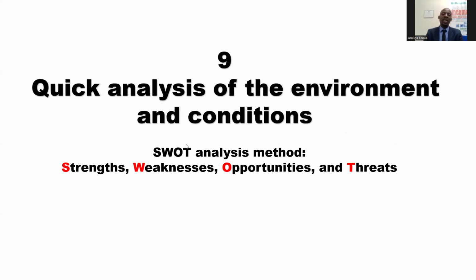Number nine, quick analysis of the environment and conditions. Sometimes the diaspora takes it for granted. They believe that they know everything, or they only rely on what people tell them and take it as the gospel, but that should not be the case. In general, you need to try to understand the environment. There is this analysis method that maybe a lot of you know, the SWOT analysis, where S means strengths, W means weaknesses, O means opportunities, and T means threats.